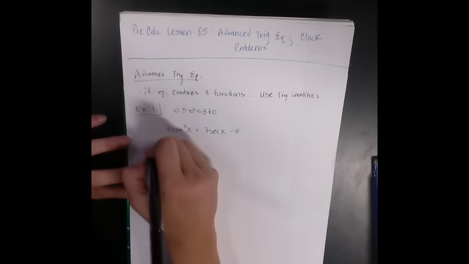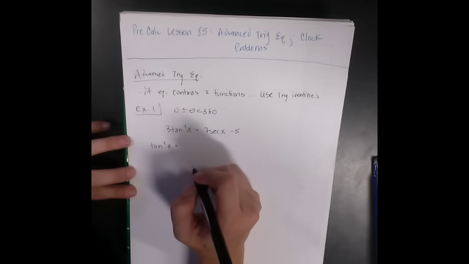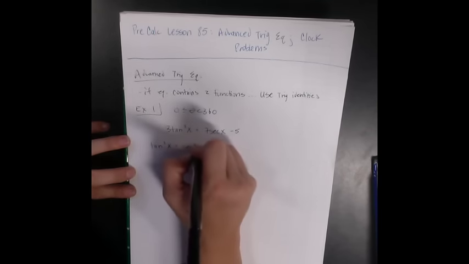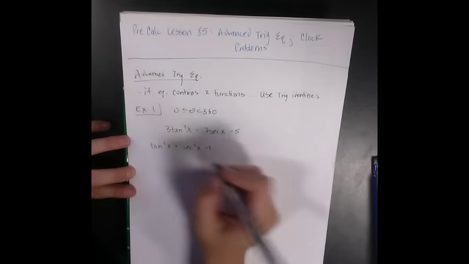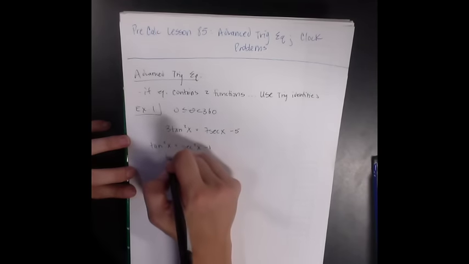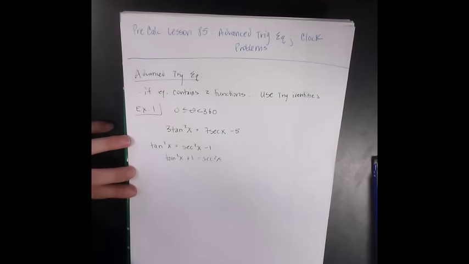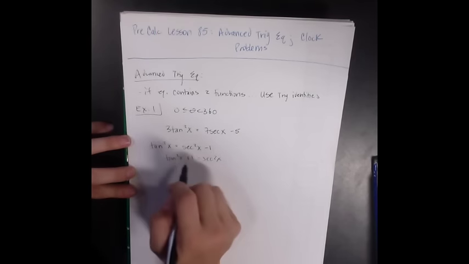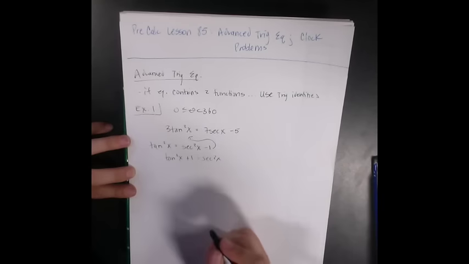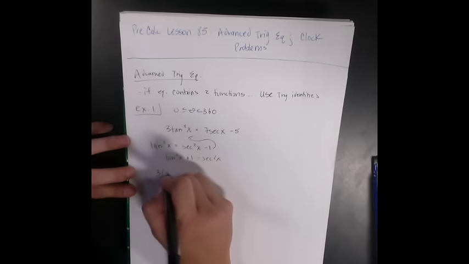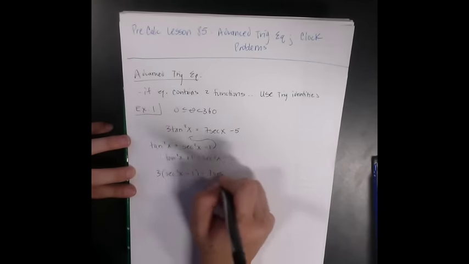If we look here, we have the trig identity that tangent squared of x equals secant squared of x minus 1. And we've seen it before as tangent squared of x plus 1 equals secant squared of x. Doesn't matter, we just move the 1 over, so we have tangent squared of x, which we're going to plug in here. So we will have 3 times the secant squared of x minus 1 equals 7 secant of x minus 5.